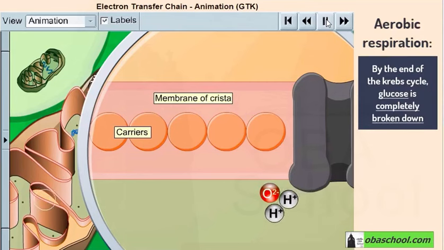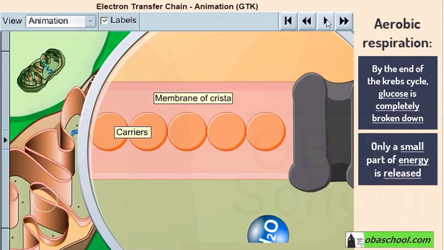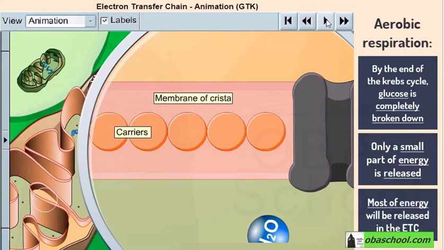By the end of the third stage, which is the Krebs cycle, a molecule of glucose entering the aerobic pathway is completely broken down. However, by this stage, only a small part of energy is released from glucose. Most of the energy will be released in the electron transfer chain by using coenzymes NAD and FAD. So let's observe how it will happen.